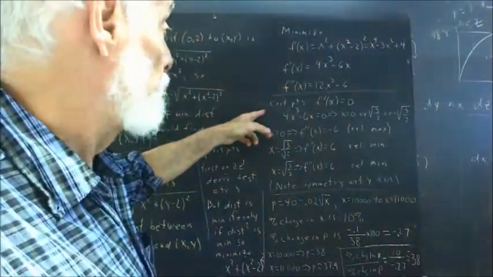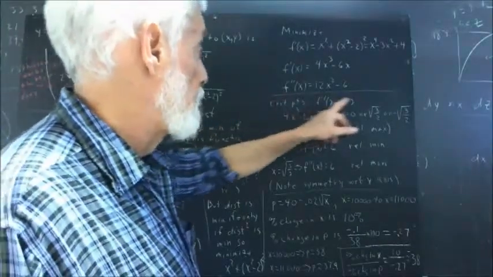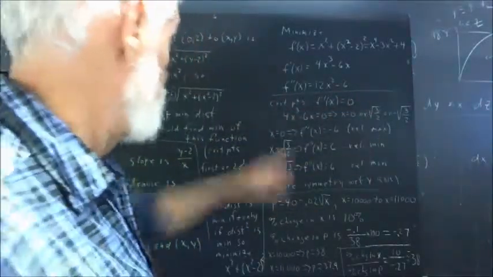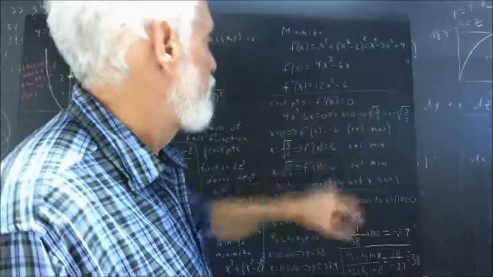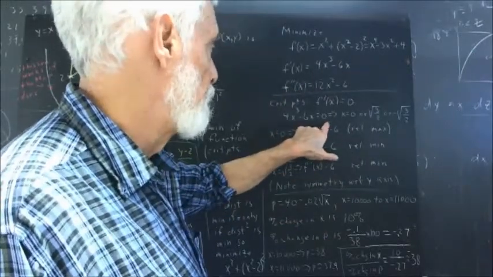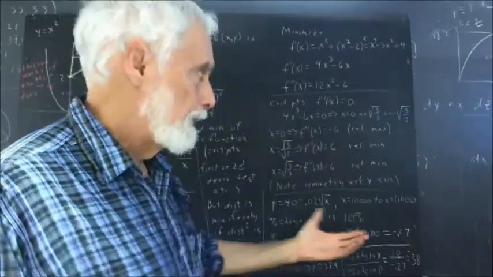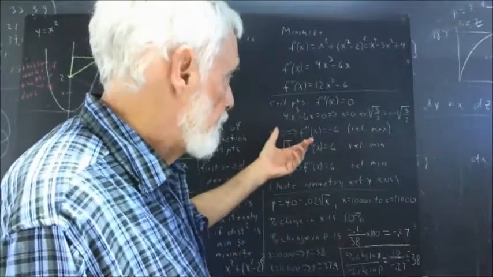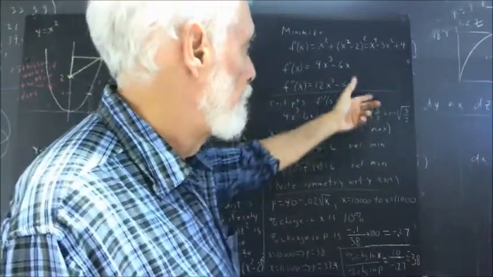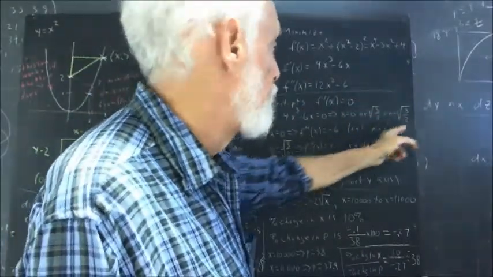What are the critical points? Critical points occur when f prime of x equals 0, so we set the f prime of x expression equal to 0. And we solve it, and it's easily solved. We get either x equals 0 or x equals plus or minus the square root of 3/2.